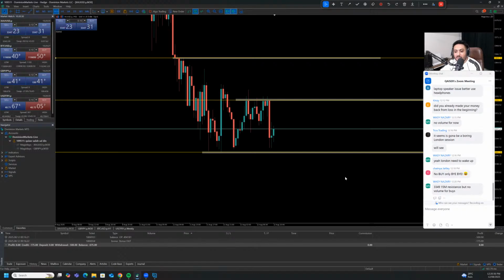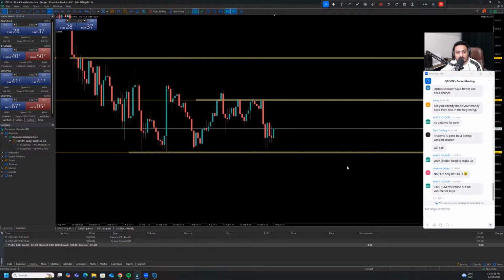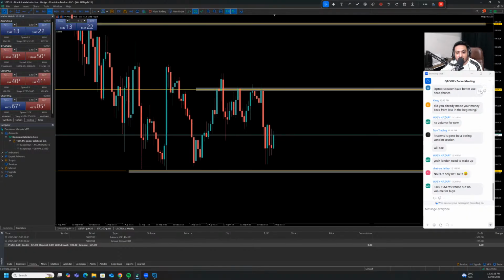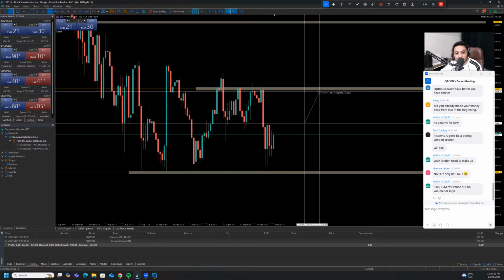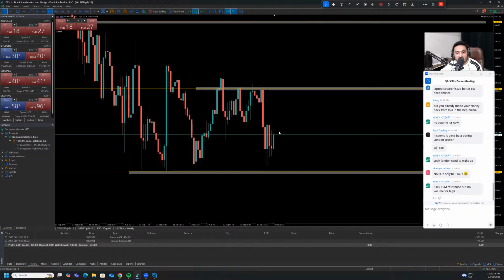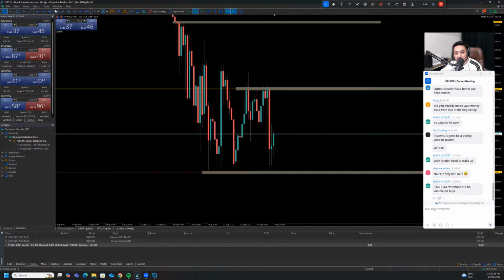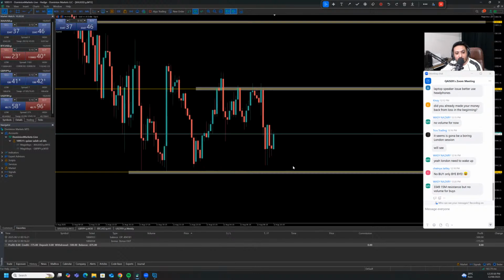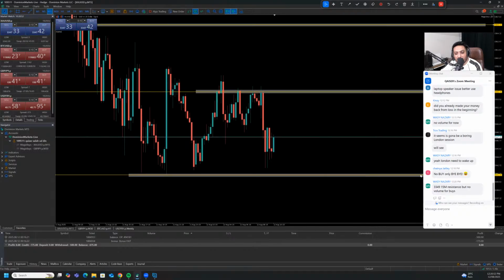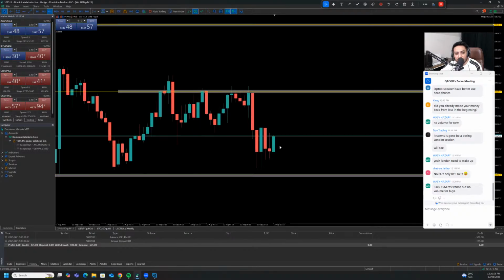No buy, only buy. Yeah, 3349, 3350 resistance, but no volume for buys. Yeah, exactly, there is nothing for a buy right now. If we break above this high, it's about a 50 pip range, but we need strong volume, and I can't see any kind of volume there. If you wanted to take a buy, I think we would need to force ourselves into the execution.